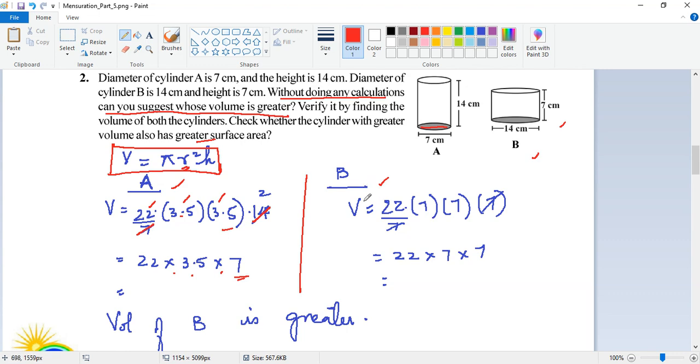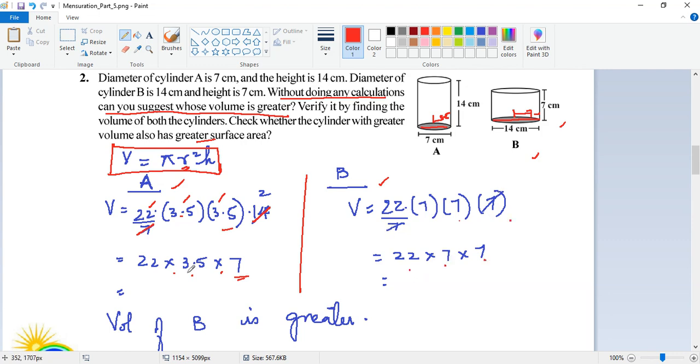Now for B, tank B, if I come, I get V equals 22 by 7. So half of 14 is, radius is 7 itself. Here it's 3.5, right? And from here it is 7, right? So now 7 into 7 into height is also 7. So one of the 7 gets cancelled. And you are getting 22 into 7 into 7.